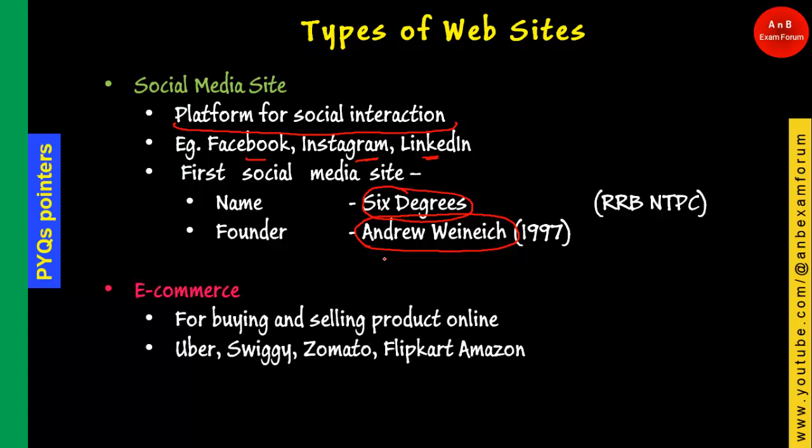Coming to the next, e-commerce. As the word itself suggests, commerce is for buying and selling products on the network or online. Okay, e-commerce provides a platform for buying and selling products online. The examples are like Uber, Swiggy, Zomato, Flipkart, Amazon, all these are e-commerce websites.